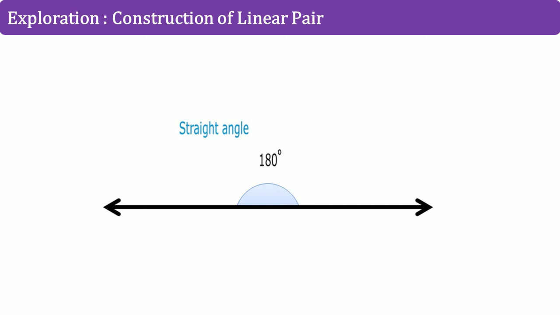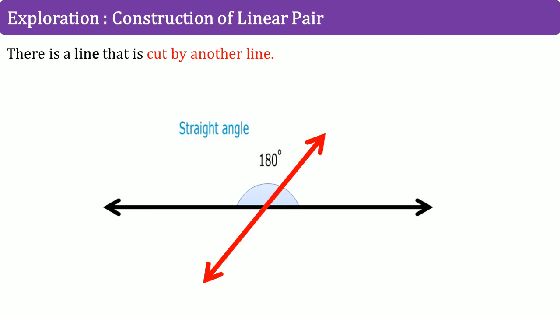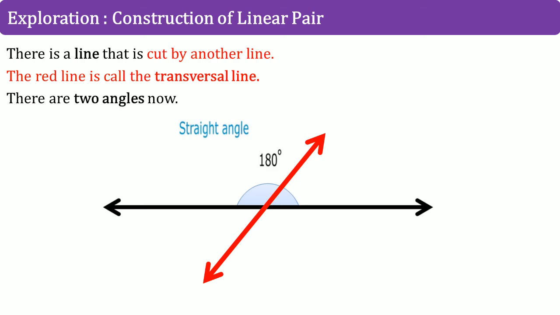We know now that a straight line makes a straight angle, which is 180 degrees. Let's cut this now with another line. What happens if we cut that line, the 180 degrees, into two parts? The red line that we cut with is called the transversal line. We could see that now it constructs some angles. There are two angles now. There is angle A and angle B.